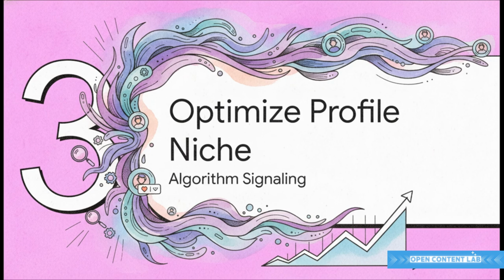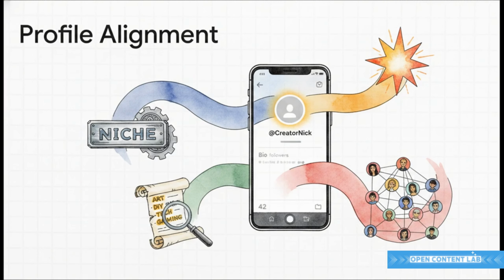Okay, step 3, optimizing your profile niche. Your profile, it's way more than just a place for a quirky bio. Think of it as a massive beacon that tells the algorithm exactly who should be seeing your content. So it is absolutely crucial to align these 4 elements perfectly. First, upload a bright, memorable profile image to build brand recognition right there in the feed.